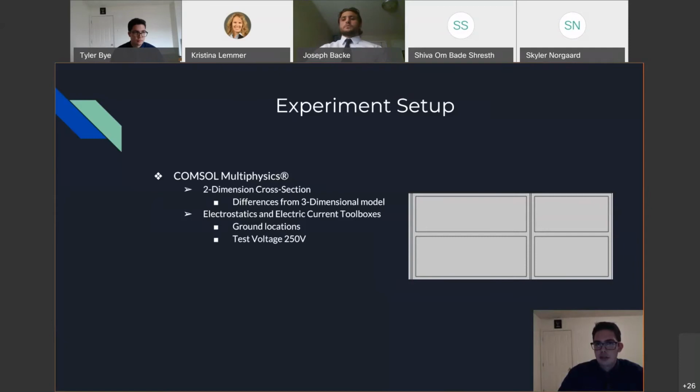Within the simulation, we used electrostatics and electric currents toolboxes. There were ground locations applied at the beam dome and backfall, which are the left and right edges of the 2-dimensional model. A test voltage was applied at 250 volts. This information was taken from a 2016 senior design group that had designed a Hall effect thruster for the ULTI Lab.